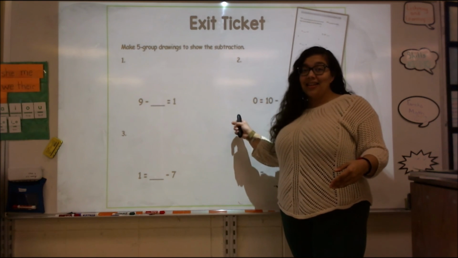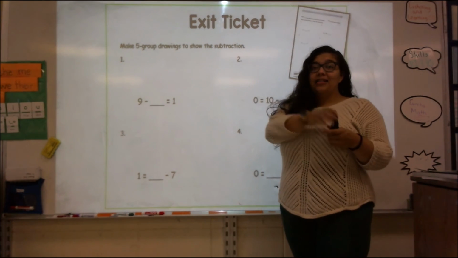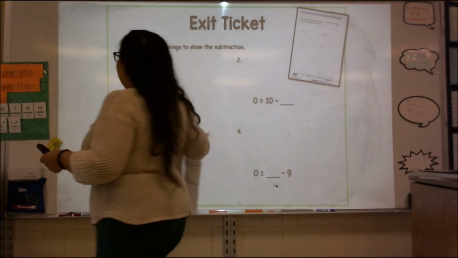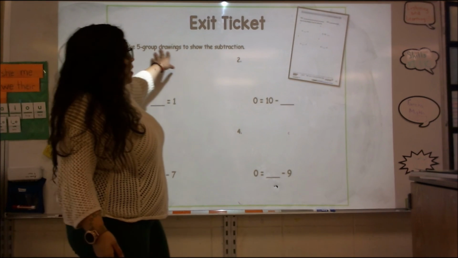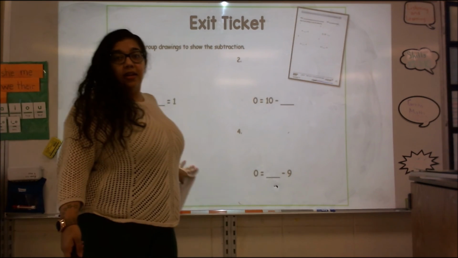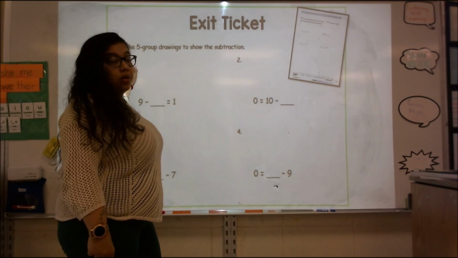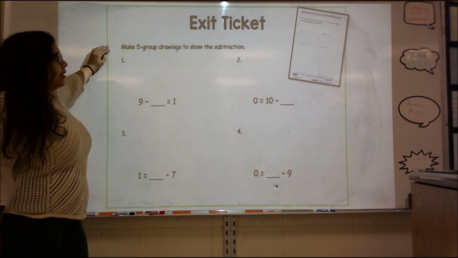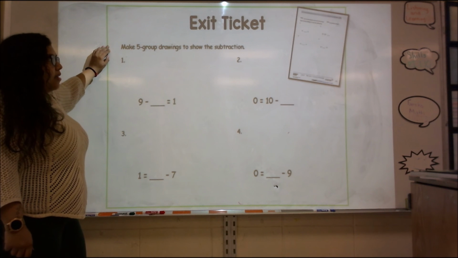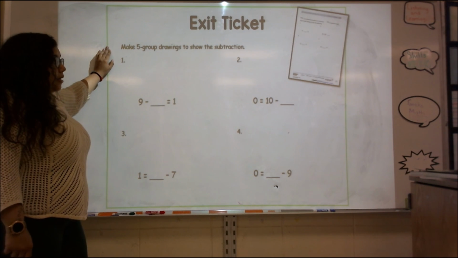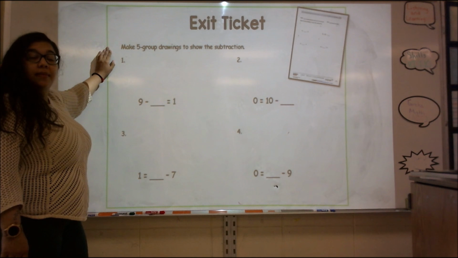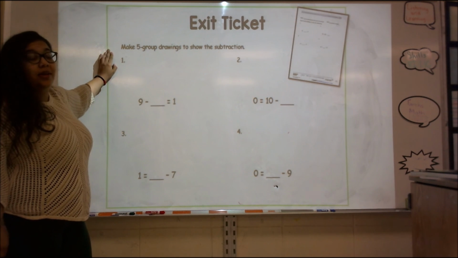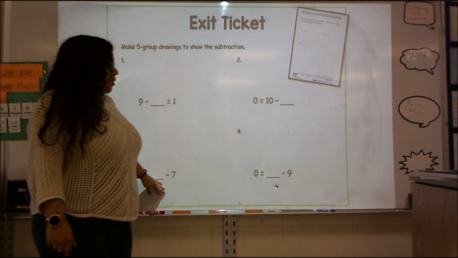Now, your exit ticket is on the next slide. It's in the Nearpod. This is how you submit your work to me. This is what I need to see. I need to see this completed in the Nearpod. So you're going to use the Draw It tool to indicate your pictures and your answers. It says make 5 group drawings to show the subtraction. And you're going to turn that into me, and I will give you feedback on the work that you provide. And if you accidentally submit it blank, I'll send it back to you incomplete and give you another opportunity to complete the work.